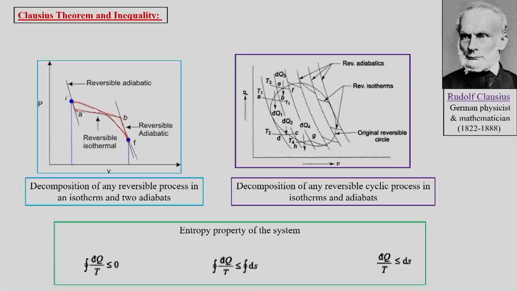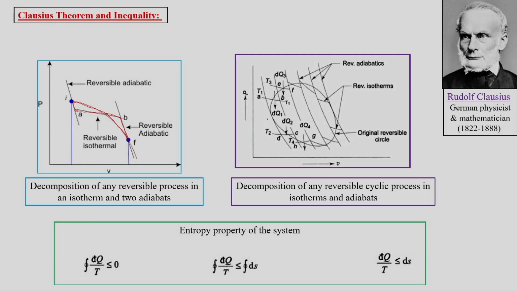This fact, if we apply it to any closed process cycle or a cyclic process, then we can see that any cyclic process can be decomposed into multiple cycles. One cyclic process can be decomposed into multiple cyclic processes, where each cyclic process of this decomposition would have 2 isothermal processes and 2 adiabatic processes.